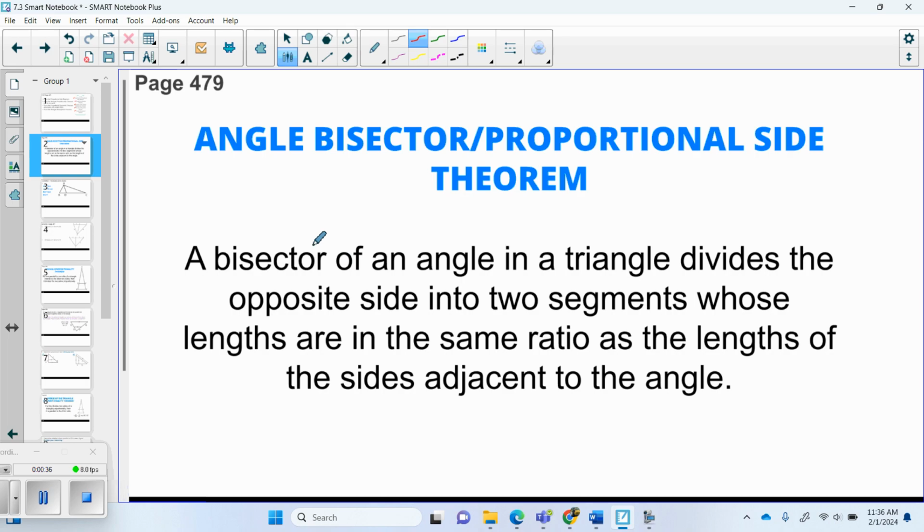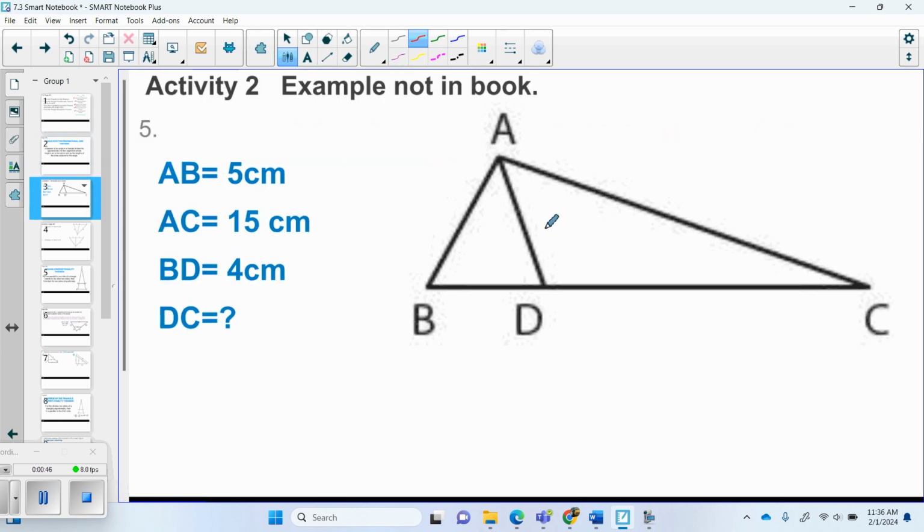Okay, so the first one states this. You guys can read it for yourself, but let's investigate what it actually means. If it's an angle bisector, that means that this angle is the same as this angle. I know that AB is 5, AC is 15, BD is 4, and we don't know what this is. This really is the equation.